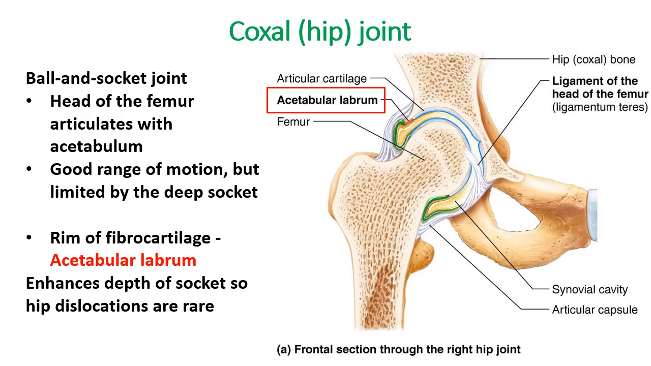All right, now looking at the coxal or your hip ball and socket joint. You remember this structure here, the acetabulum, right? So you have here an extra thing connected to the acetabulum that is called the labrum, and this is made of this rim of fibrocartilage, and that is important also for covering the head of the femur for stabilization of that joint.